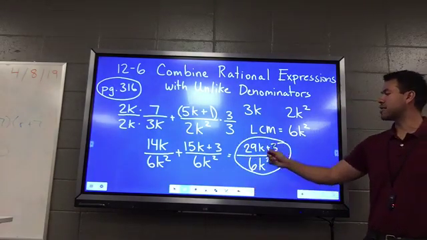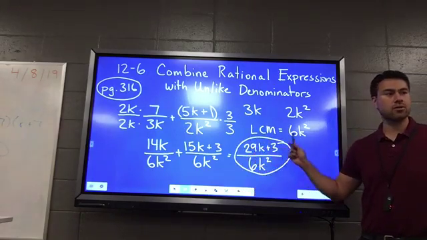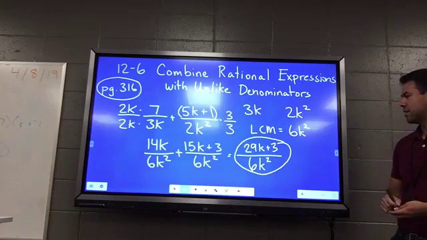Well, can I factor out the numerator? Maybe that would help me out. Is there anything that is common to the numerator? GCF? Nope. So that's it.